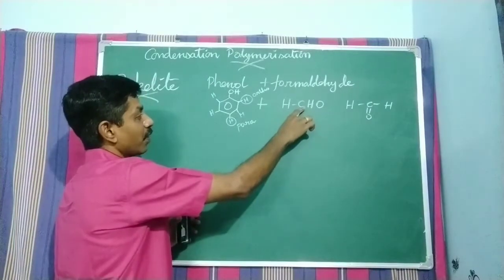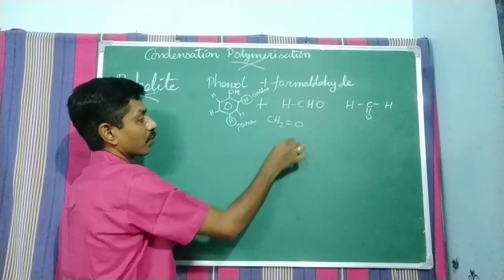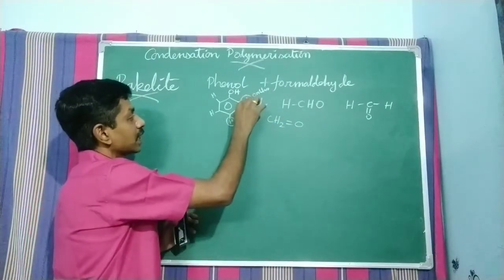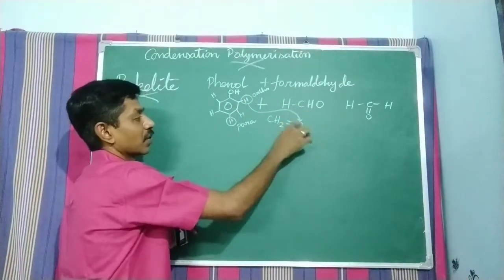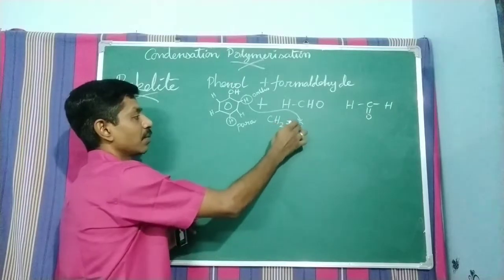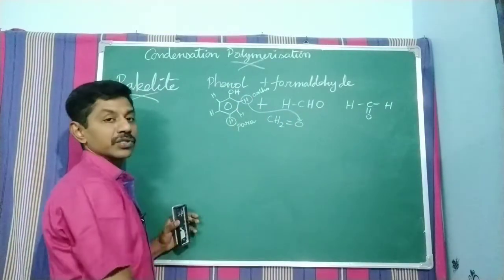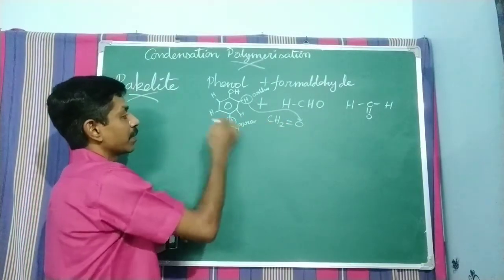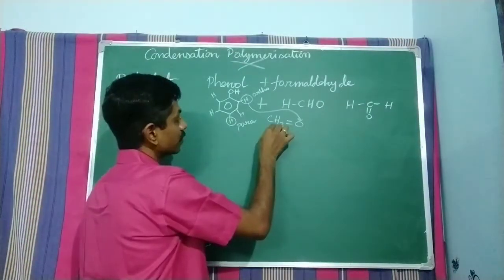Now the same formaldehyde, I am writing the formula CH2 double bond O, just for your easy understanding. So the hydrogen available at the ortho position will go and break the double bond and join with the oxygen. So it becomes a single bond with OH, and thereby it gets attached to the ortho position. Similarly, it can do so at the para position too. Because of that, you will get two types of molecules.